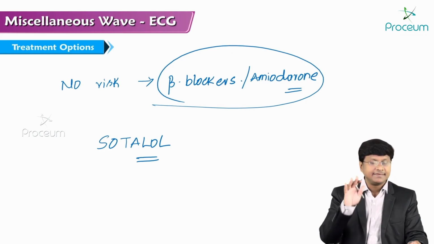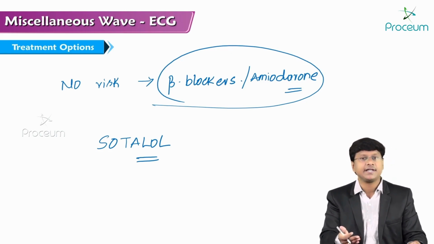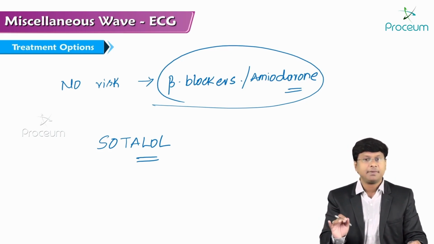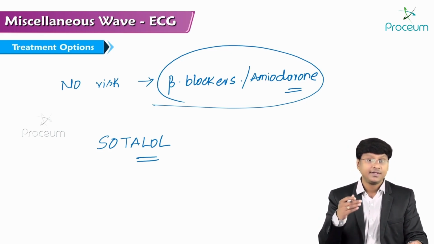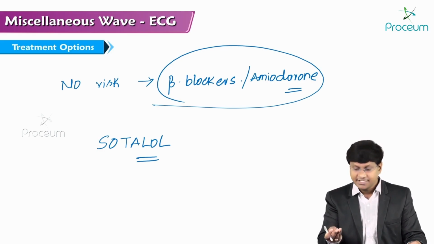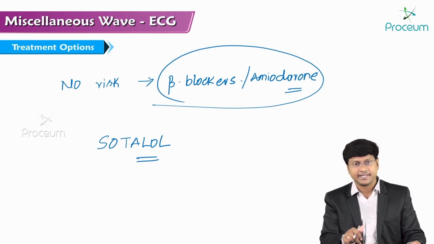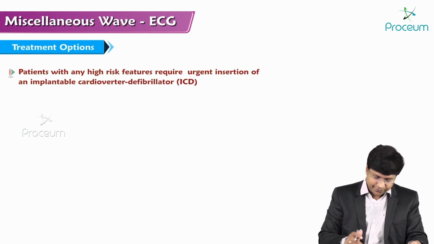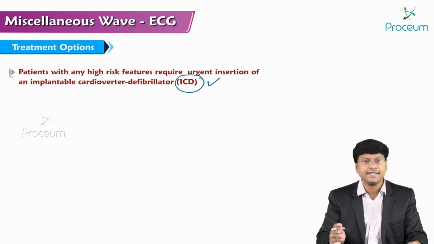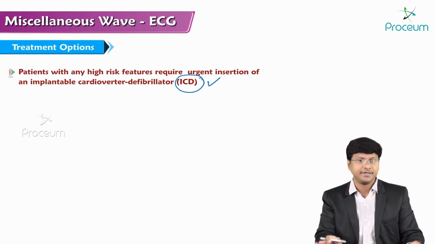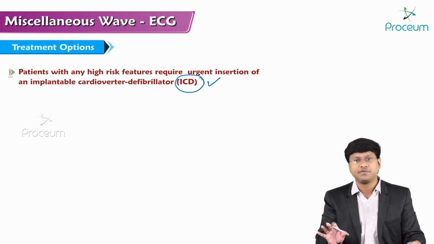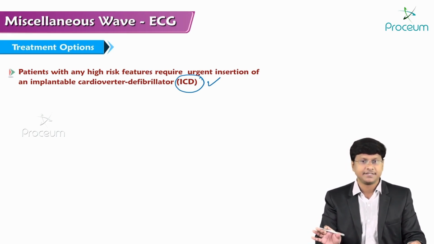So these drugs will suppress the catecholamine triggered ventricular arrhythmias. But in those individuals who have risk factors like history of syncopal attack, recurrent arrhythmias not suppressed by antiarrhythmic drugs, family history of cardiac arrest in a first degree relative, if any of these risk factors are there, then the treatment of choice will be ICD, that is implantable cardioverter defibrillator. So patients with any high risk features require urgent insertion of an implantable cardioverter defibrillator, right?